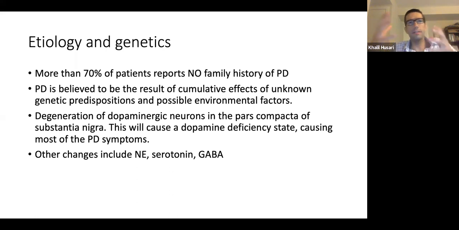And we think of Parkinson's disease as a combination of genetic predisposition with possible environmental factors that give you this slow neurodegeneration, right? The hallmark of the disease is degeneration of the dopaminergic neurons in the pars compacta of the substantia nigra. This will cause a dopamine deficiency state. So you will have less and less dopamine in the brain, which causes most of the symptoms, not all of them, because other changes include norepinephrine, serotonin, and GABA.